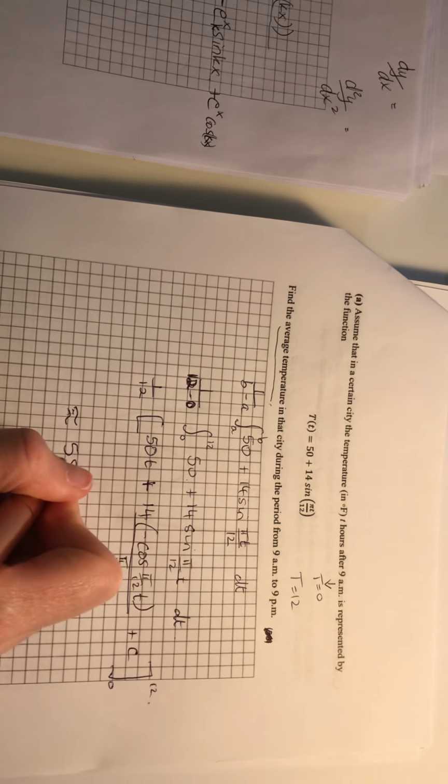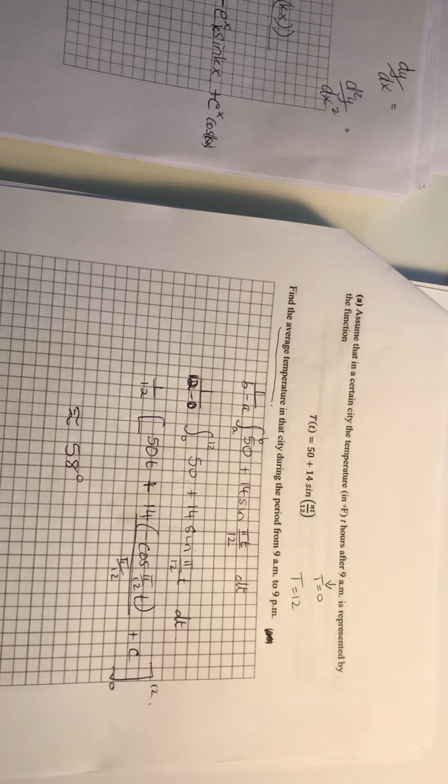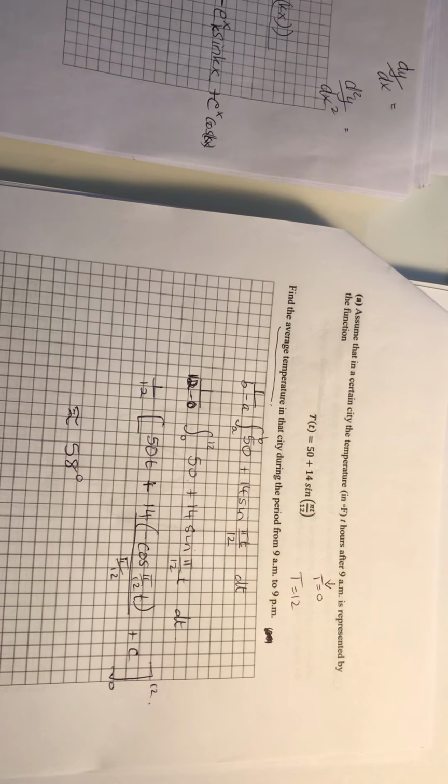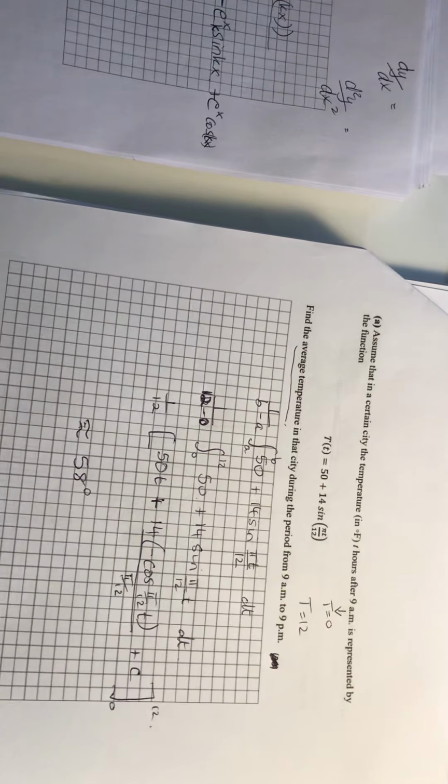You can write in the full thing, because they did ask me to round off. So 58.9 maybe. So the answer isn't 58, it's approximately 58, so 58.91 maybe, or something like that. Okay.